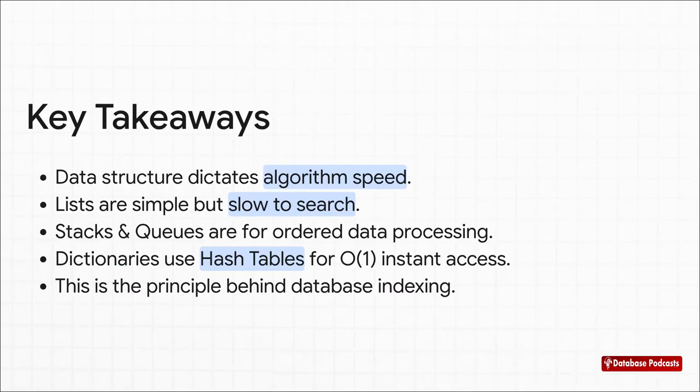All right, so let's quickly recap what we've covered. First and foremost, the data structure you pick is everything. It dictates your algorithm's speed. Next, lists are simple and useful, but for searching, they're painfully slow. Remember, stacks and queues are your best friends when the order of operations is key. Fourth, dictionaries are the heroes of search. They use hash tables to give you that magical O of 1 instant access. And finally, and this is the big one, this whole concept is the engine behind database indexing.